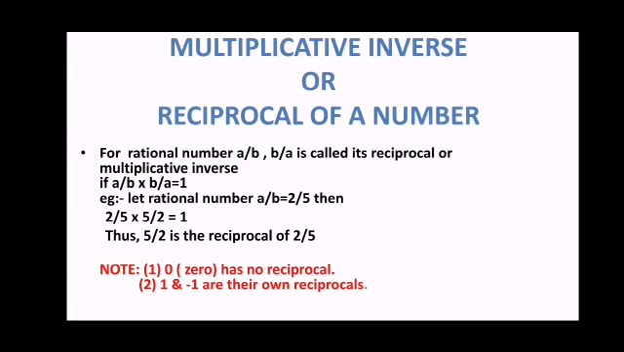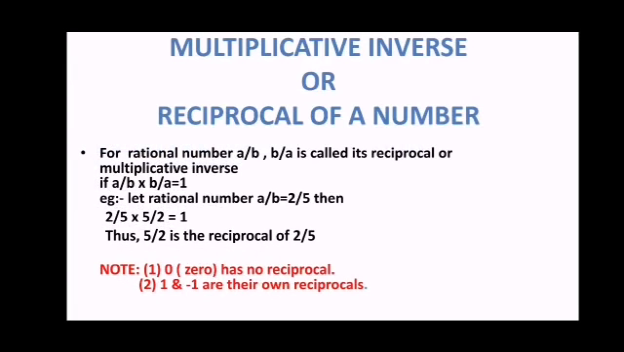That is the multiplicative identity, because on simplifying, 2 and 2 in numerator and denominator cancel, 5 and 5 in numerator and denominator cancel, and we get the product to be 1. Then we say 5 upon 2 is the reciprocal of 2 upon 5. Now note point, 0 has no reciprocal. What does this mean? Can we multiply 0 with any number to get the product to be 1? No, not possible. Therefore, we say 0 has no reciprocal.